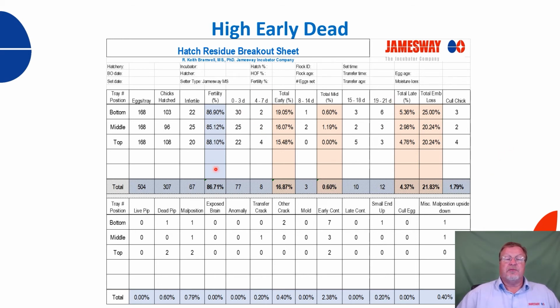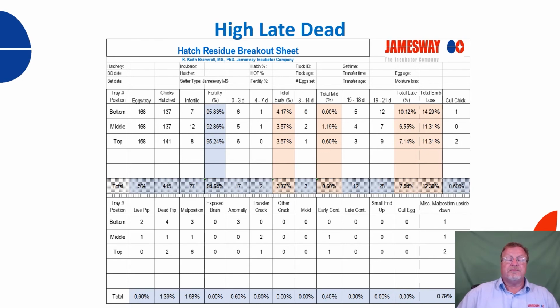This is our biggest issue by far here, is early embryo mortality. We can look at our egg handling issue from the hen all the way to the hatchery. Track temperatures and everything. What about late dead? Doesn't look too bad here. Our early embryo mortality, a little bit high, about 1.5% high.